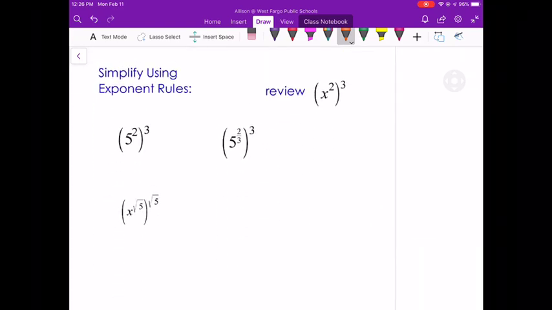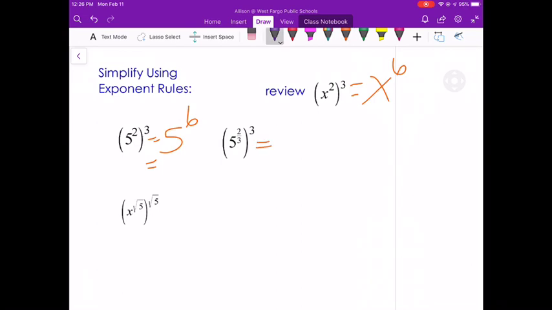Remember the product or power to a power rule. When you have an exponent raised to a power, you multiply the exponents. So x squared to the 3rd is x to the 6th. So 5 squared to the 3rd would be 5 to the 6th. We could evaluate that. I don't have a calculator on me right now, so I'm just going to leave it as 5 to the 6th for the point of this example.